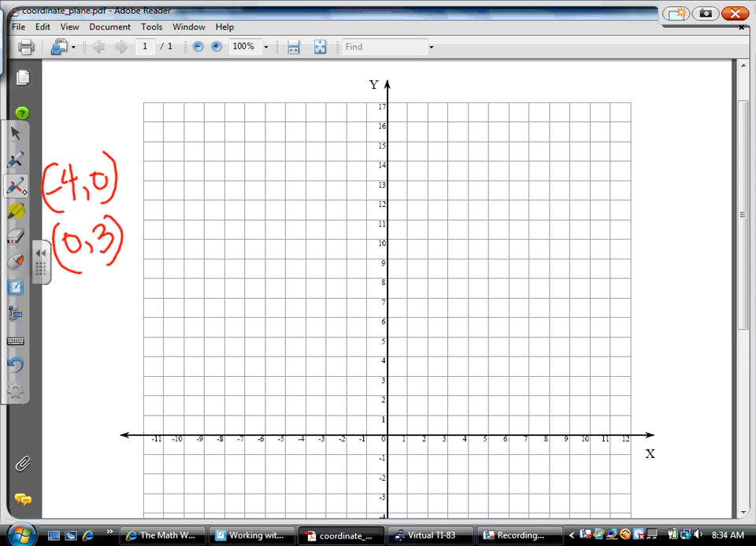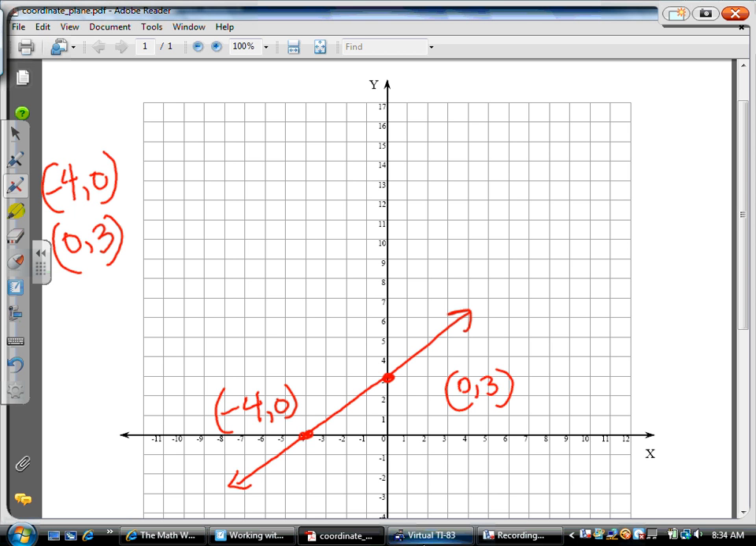Right? So plotting them on a line should be no problem. Negative 4, 0 would be right there, and 0, 3 would be right there. Alright, connect the dots. And we have a real simple line. That problem so far is done.